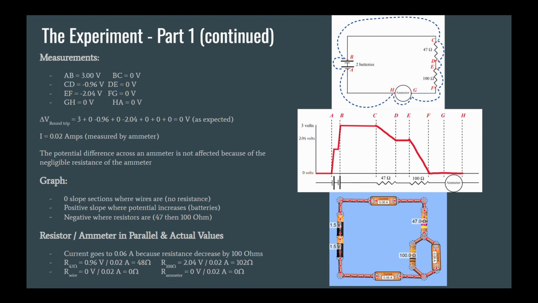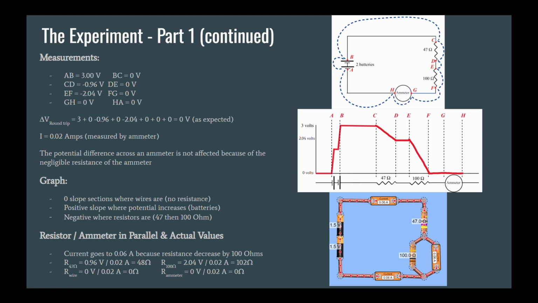Looking at the graph, where there is a flat slope, that's where the wires or emitters are because there's no resistance. There's a positive slope where potential increases, this is the batteries, and there's negative slope where the resistors are. So in the first one, the 47 ohm resistor, we go down about 0.96 volts, and for the second resistor, we go the remaining 2.04 volts.